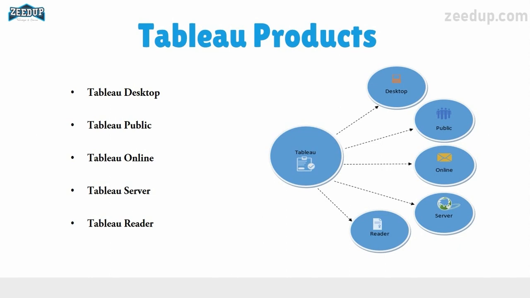Now if we just talk about these products, basically there are 2 types of tools, the developer tools and the sharing tools. All these products are categorized into 2 types, developer tools and sharing tools. Developer tools are the ones that are used for the development and creation of dashboards, charts, reports, etc. Tableau Desktop and Tableau Public are examples of developer tools. The rest 3 are the sharing tools.